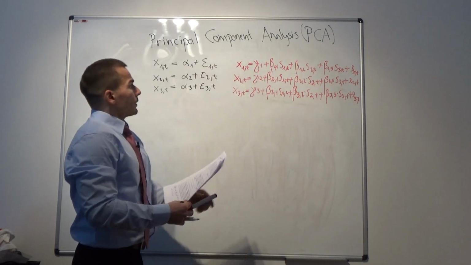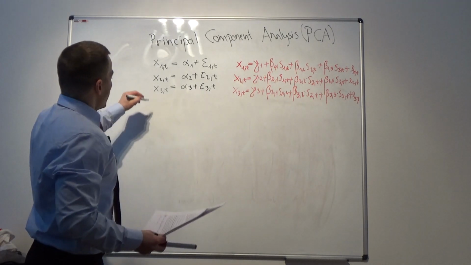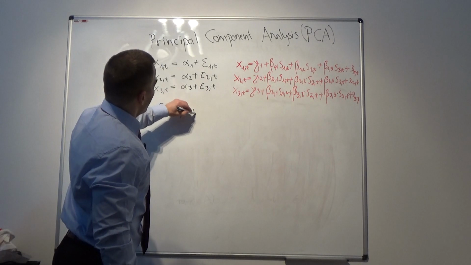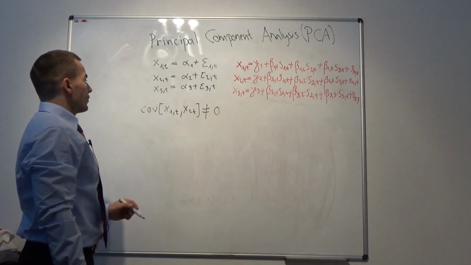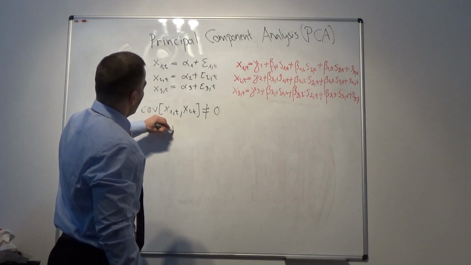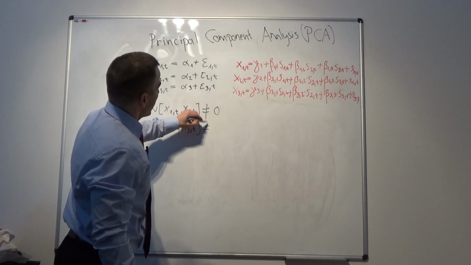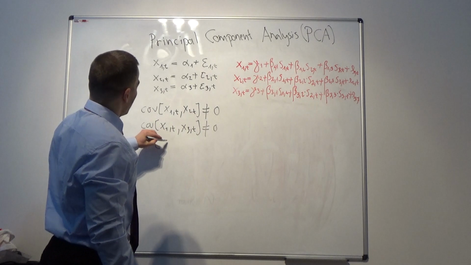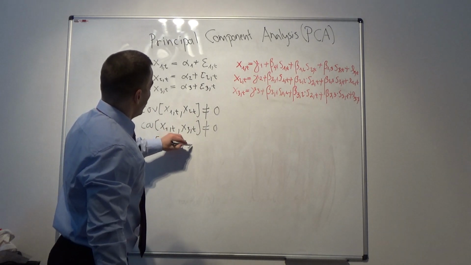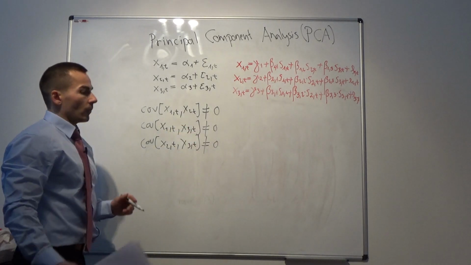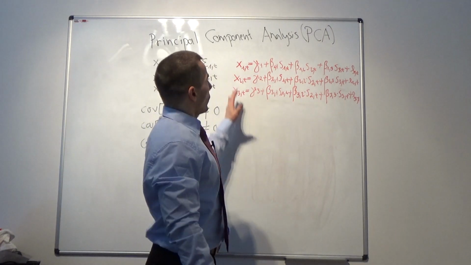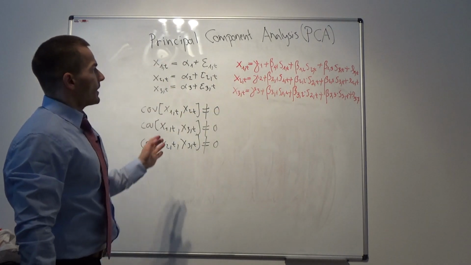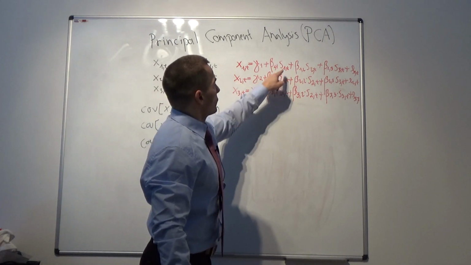So this is what principal component analysis is doing. Again, in this case, we have the covariance of x1t and x2t is probably unequal to zero. The covariance between x1t and x3t is unequal to zero, or potentially unequal to zero. And the covariance between x2t and x3t is potentially also unequal to zero. But on the left-hand side, what principal component analysis is doing, we find a representation of these three processes that is a linear combination of processes S1, S2, and S3.